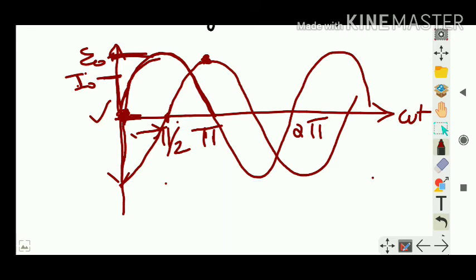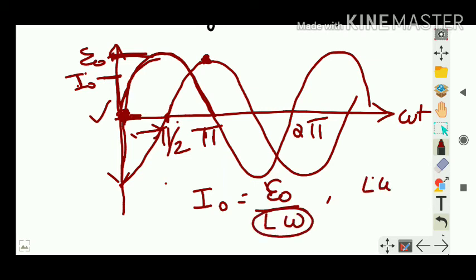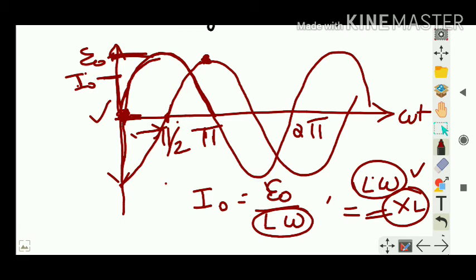I think I have taught you about impedance, right? I told you I0 is epsilon naught divided by L omega, right? And L omega can be written as the resistance offered by the inductor, hence it is known as inductive reactance, represented by XL. And what is the resistance unit? It is ohm. Similarly, the inductive reactance unit is also ohm. Keep that in mind. Clear?